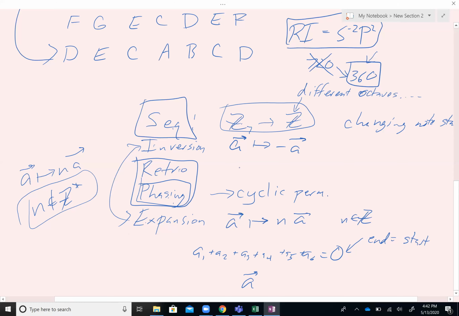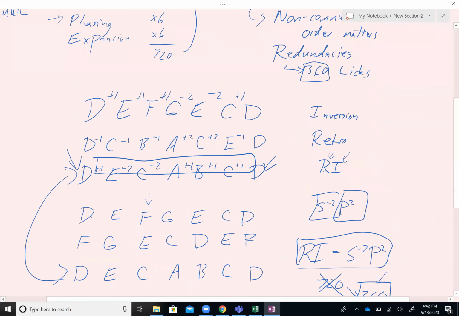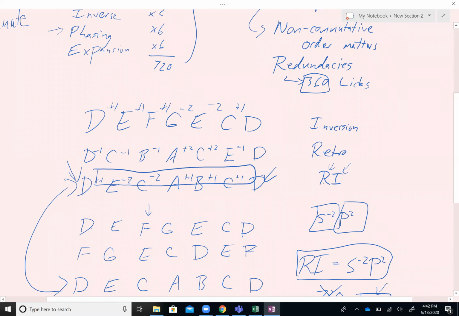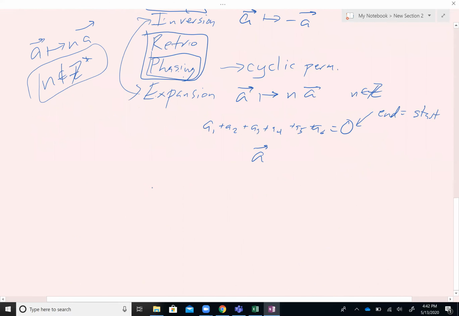And this retro, well, retro by itself is a little weird, but if I go up here and look at the retro inversion, here's the original sequence. This one is the retro inversion. So let me write those down again. You can see what's going on. The original sequence was 1, 1, 1, minus 2, minus 2, 1. The retro inversion was 1, minus 2, minus 2, 1, 1, 1. So we see this is just writing the sequence backwards.